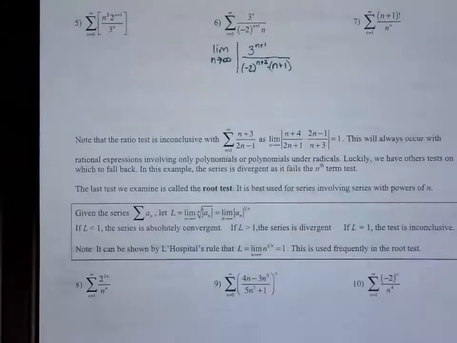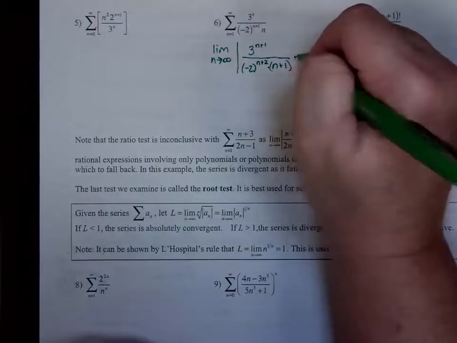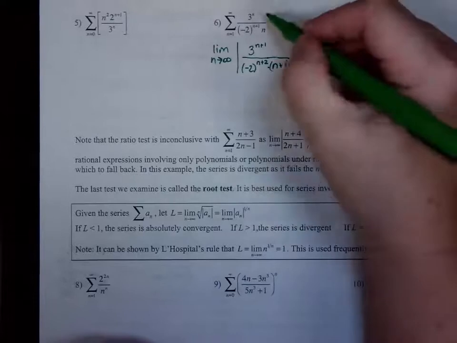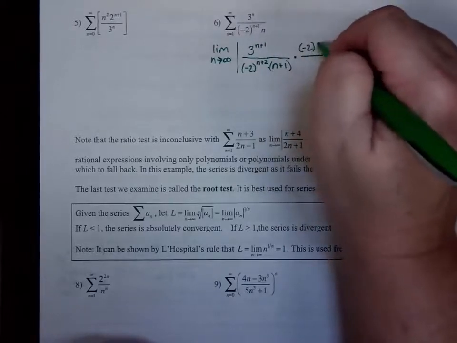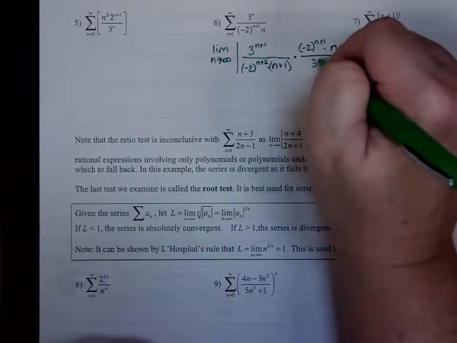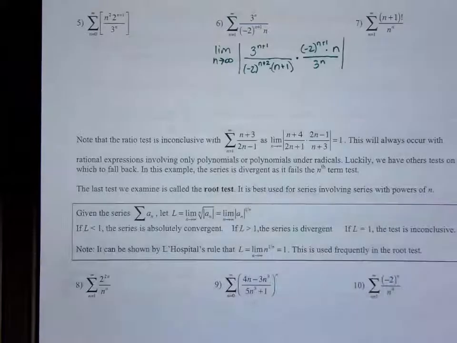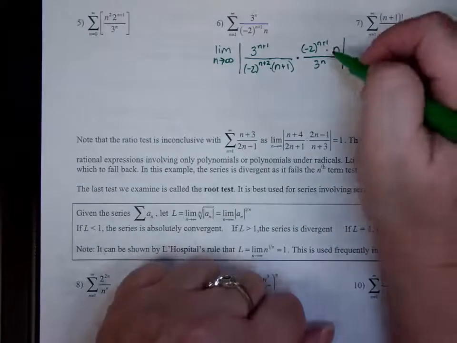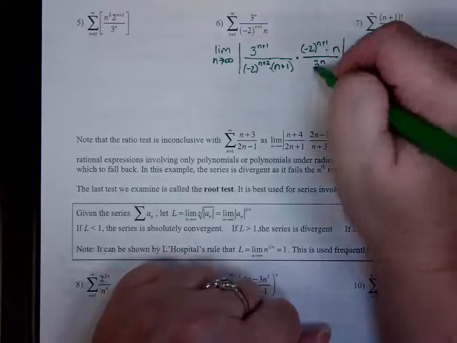Did I do that too fast? Does everybody understand why n plus 1 became n plus 2? It's n plus 1 plus 1 more. Now we multiply by the reciprocal of what we were starting with, negative 2 to the n plus 1 times n over 3 to the n. Close it. All right. What are the 3's going to do? And leave what where? 3 on top.